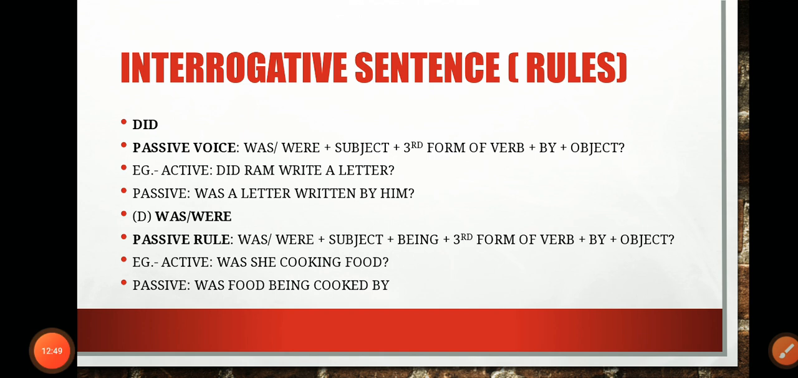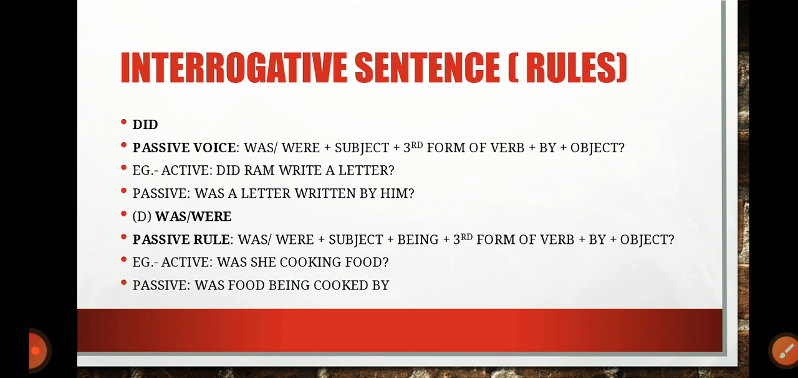Did. If we see the passive voice, was, were plus subject plus third form of verb plus by plus object will be used. For example, did Ram write a letter? क्या राम ने एक खत लिखा? If we convert it into passive voice, then was will come first, then letter will come after that, then written by him. Can you see? Was, the auxiliary verb, will come first, because in this sentence you are going to ask a question. So if you are going to ask a question, it should always end with a question mark. So was a letter written by him will be the correct form of the sentence.